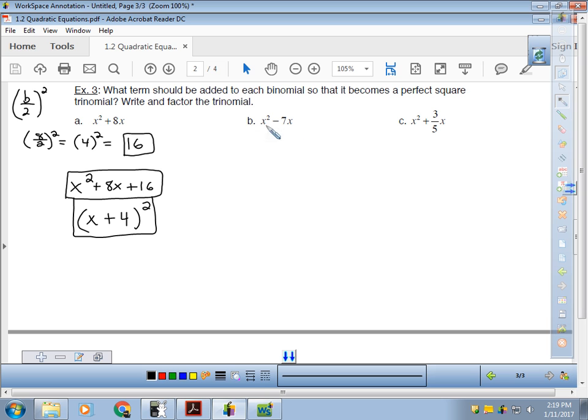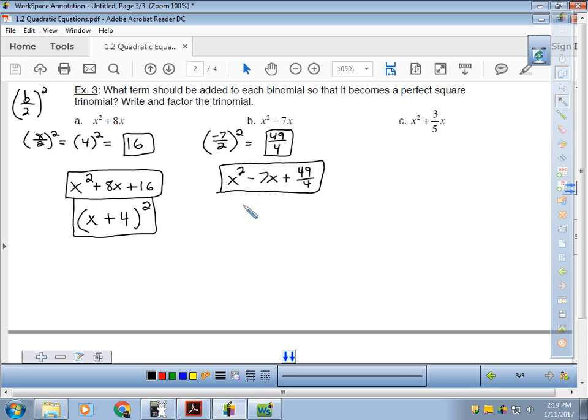All right, let's look at letter B. We got x squared minus 7x. So again, we want to figure out what we need to add to the end. I'm going to take this b, which is negative 7, divide it by 2, and then square it. Now, I really can't simplify negative 7 over 2, unfortunately, but I can do the squaring. Negative 7 squared is 49, and 2 squared is 4. So I need to add 49 over 4 to the end of this, which means my equation would be x squared minus 7x plus 49 over 4.